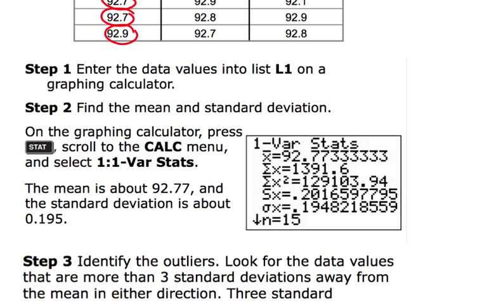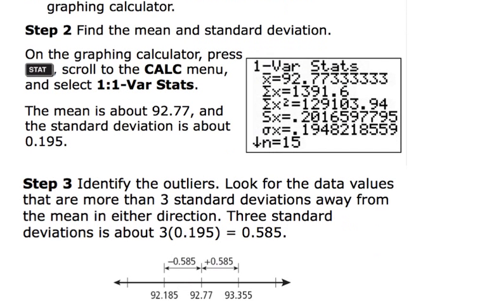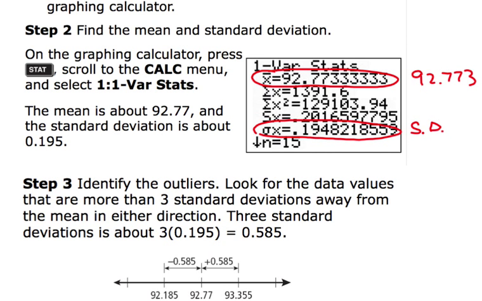We're going to find the mean and the standard deviation. So you're going to go ahead and go through the steps that we've already learned. One thing we're going to find here is the mean. The mean is 92.773. And then the standard deviation is approximately 1.95. All right, here's how those two numbers can help us to find any outliers.